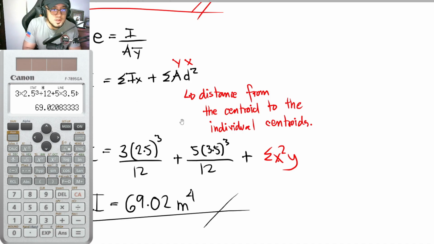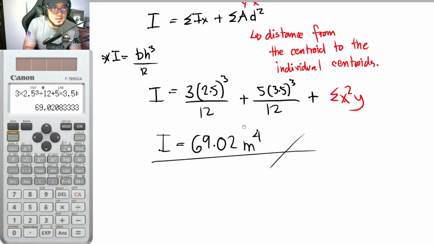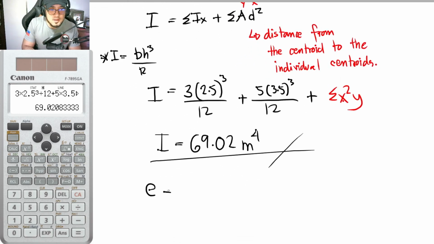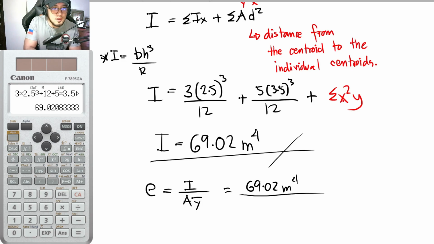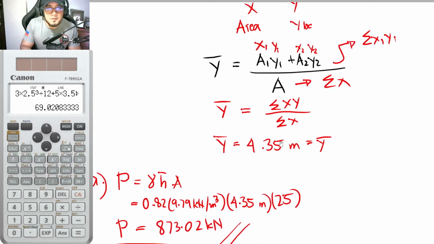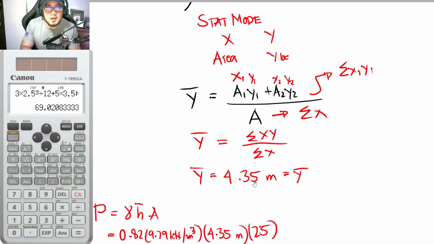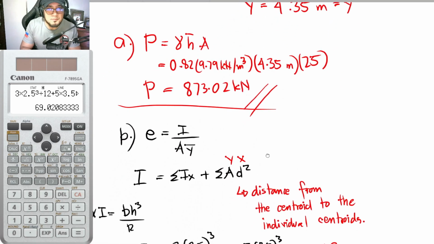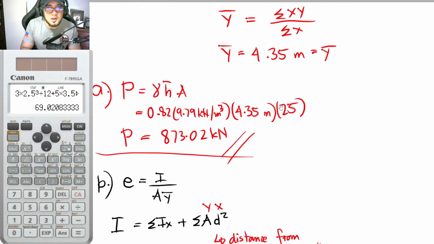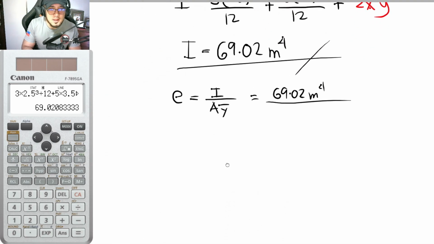Pero ang hinahanap naman po is yung location. So for the eccentricity, once again, this is equal to the moment of inertia divided by A bar Y. So you already have all of the unknowns. So substituting known values here. This is now 69.02 meters raised to fourth divided by what is the area once again. So I actually forgot. So for the area, wala. Hindi ko nailagay. Ay, dito pala, 25. So 25 yung area natin.